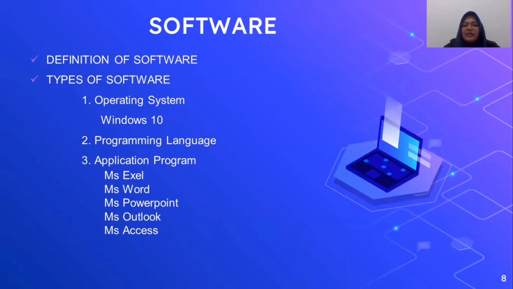3. Application program. The application program here is software that is generally used to complete certain tasks. In this case, the software can function in accordance with the purpose for which it was made. One example is Excel, Word, calculator, and others.